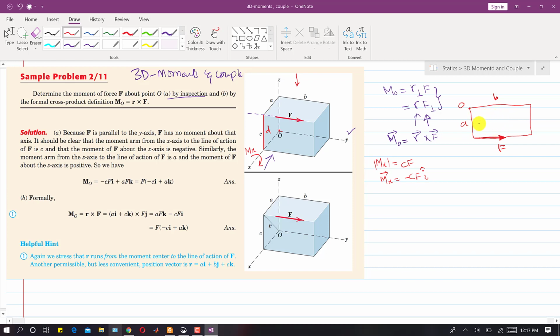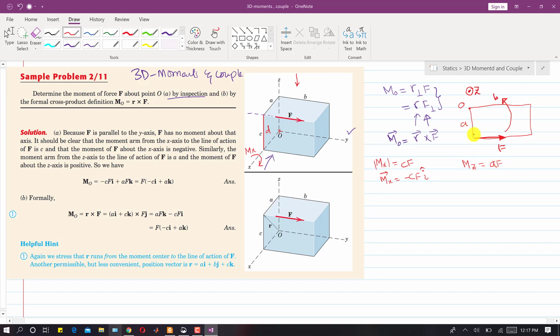Now from the top, this force will produce the moment like this, right? And as we can see, the z-axis will be out from the page, from the screen. So I can represent that z direction like this. So now this force is producing moment about z in the clockwise direction. And what will be the magnitude of that moment about z? It will be a into F.